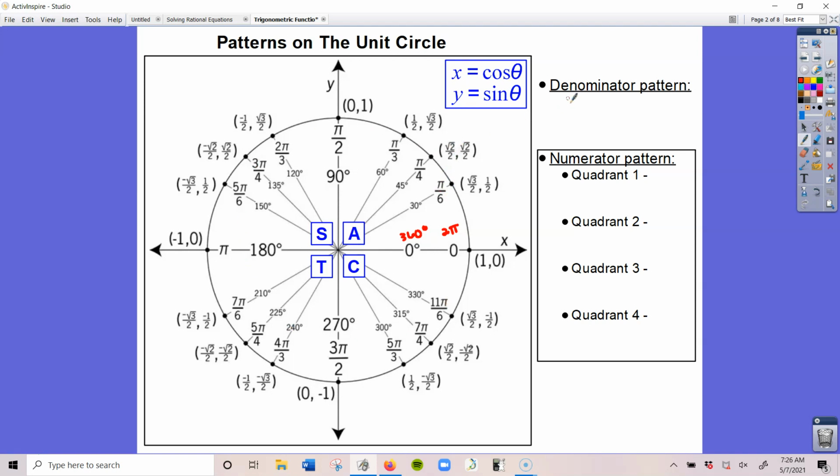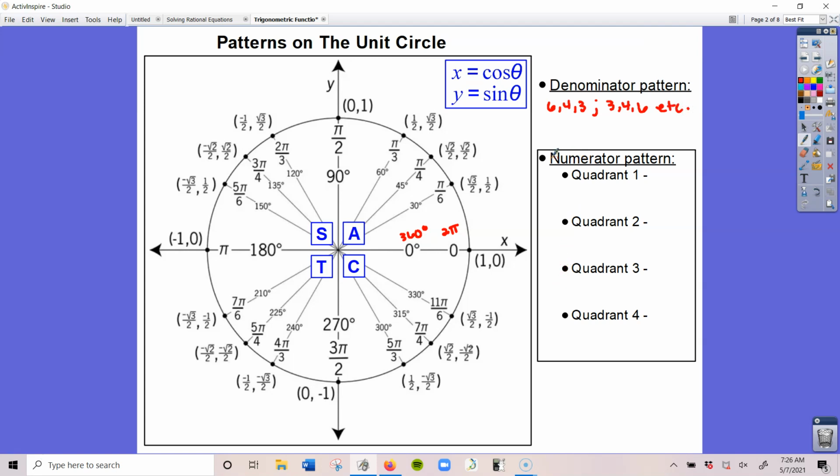Now, if you'll notice first, there is a denominator pattern. If you look at each quadrant, the denominators go 6, 4, 3, and then 3, 4, 6. So that's the pattern with the denominators: 6, 4, 3, 3, 4, 6, and so on, because it just continues in that pattern.